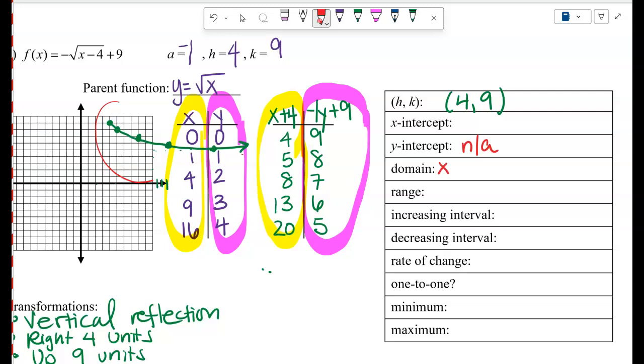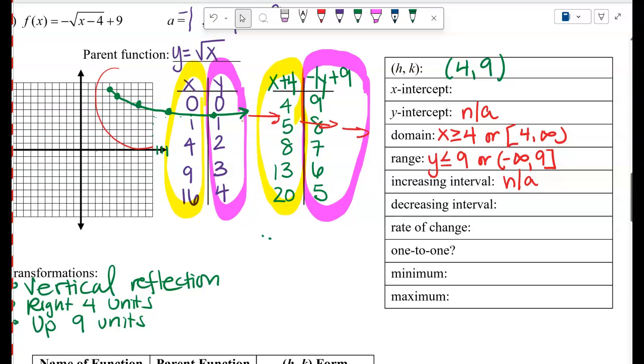Your domain is going to be x is bigger than or equal to 4, or we are going to write 4 to infinity. The range, as you can see, guys, is going to go downward. So this arrow is going to go down and down and down. So we know y has to be less than or equal to 9, or we are going to write negative infinity to 9 with a bracket. It is not an increasing interval. It is a decreasing interval. I'm sorry, the x value is 4 to infinity.